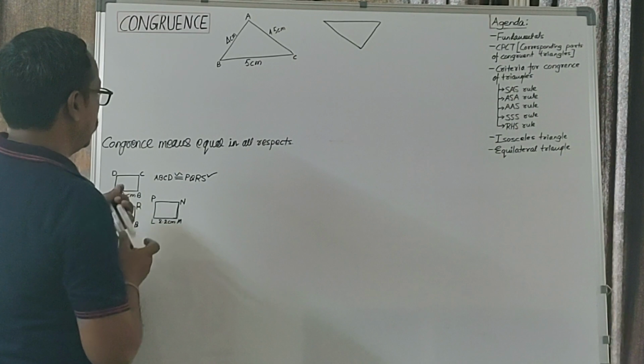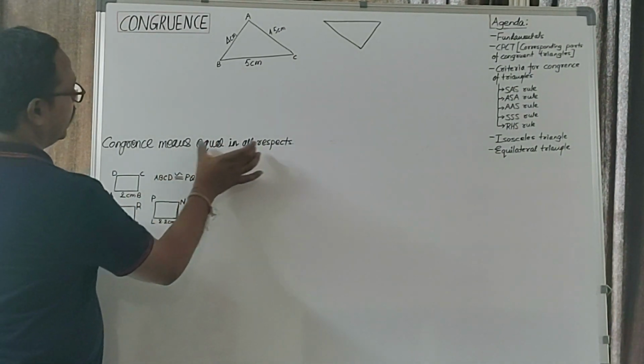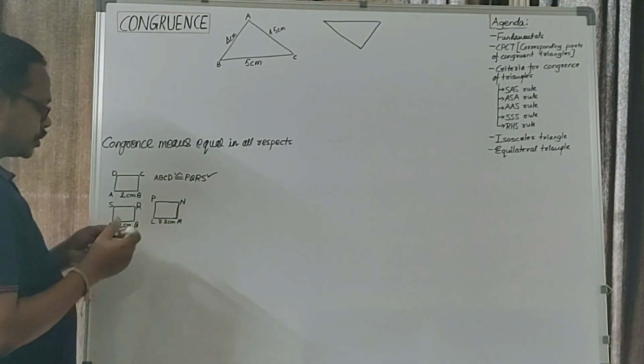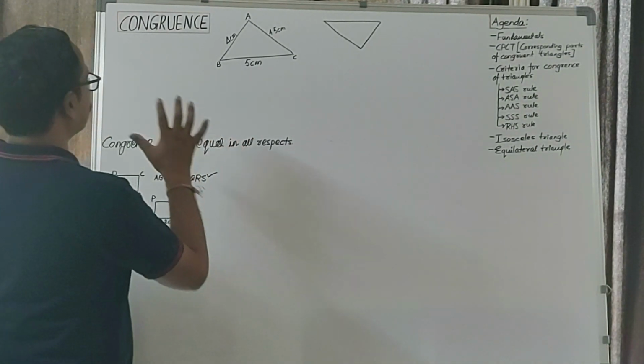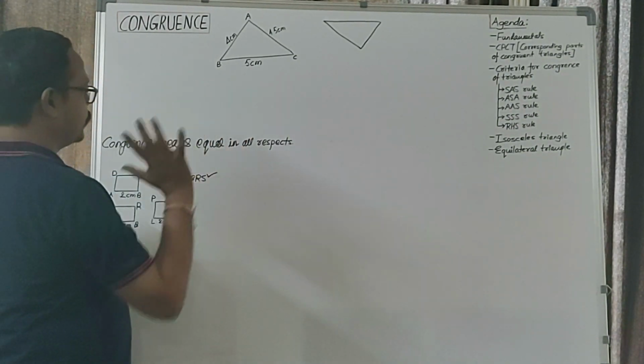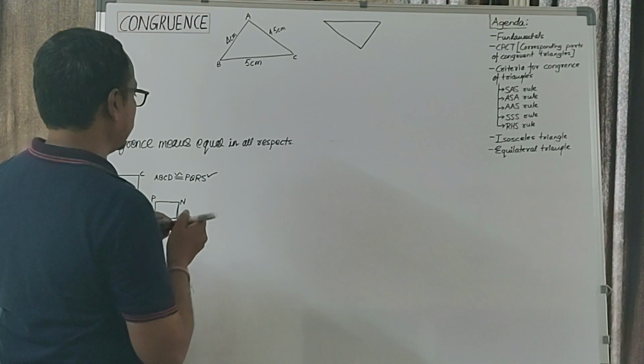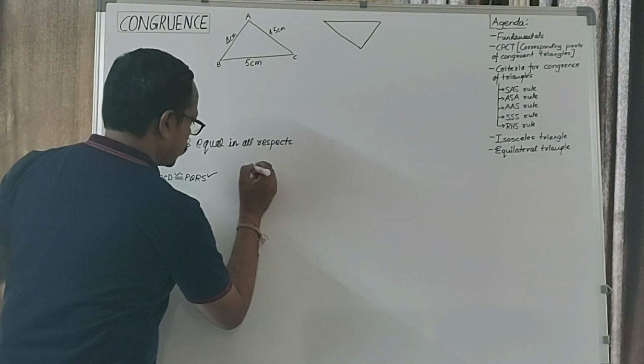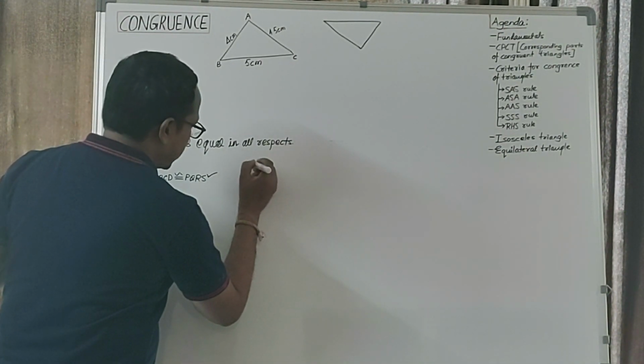So congruence means equal in all respects. Now let's talk about triangles. So the main agenda is to talk about the congruence of triangles. So we will take two triangles. First of all, we talk about the triangle.